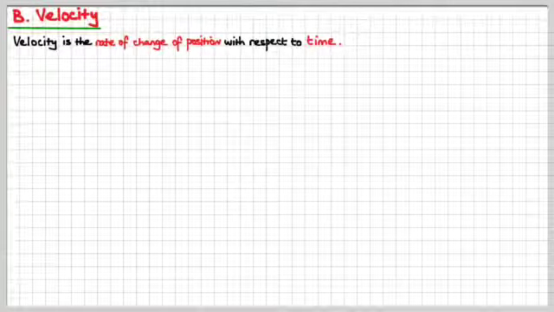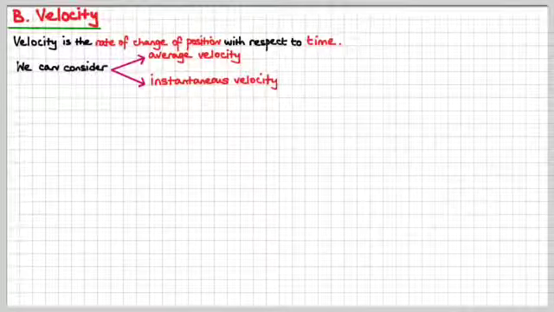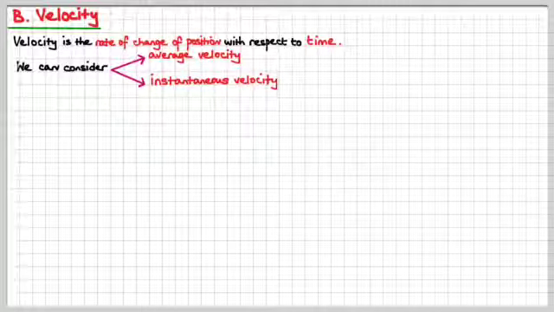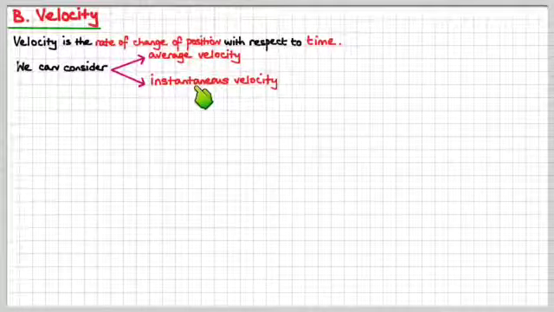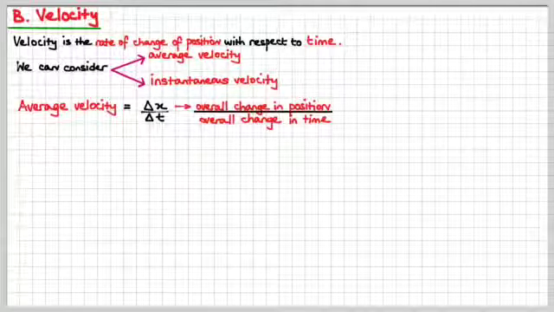Okay, what's this? Velocity. Velocity is the rate of change of position with respect to time. We can consider two different versions of velocity: the average velocity and the instantaneous velocity. So let's have a look at those.